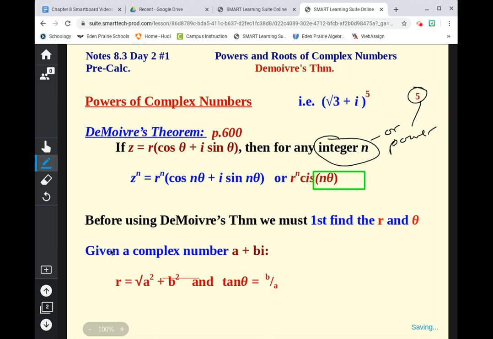But before using De Moivre's theorem, we must first find r and theta, just like we did before. Given a complex number, a plus bi, we know that r equals the square root of a squared plus b squared, the square root of the whole thing, and tangent theta equals b over a, or y over x: your y value, the imaginary part, over your x part, the real part. So we already know how to do that. We learned that in day 1.